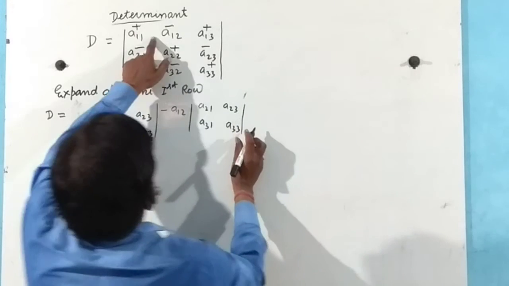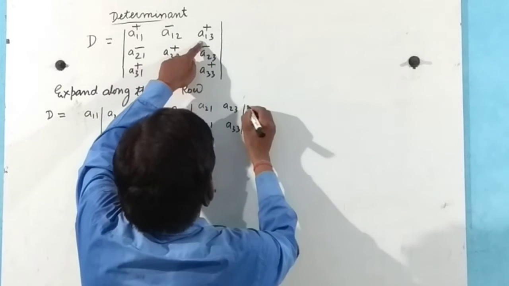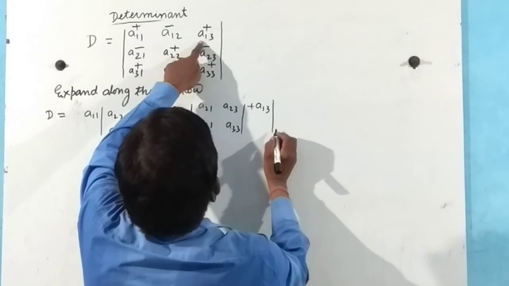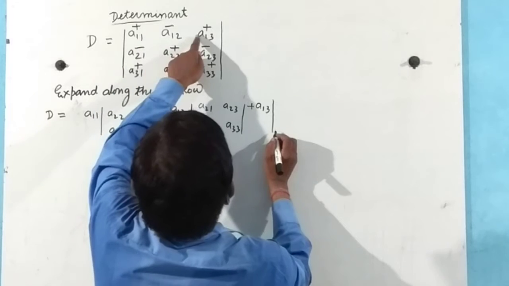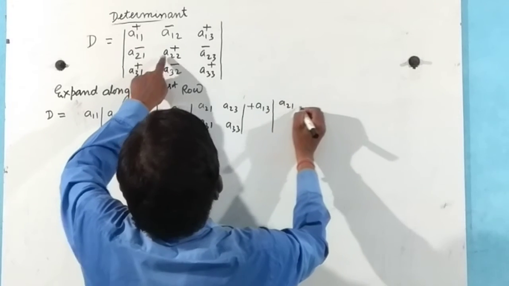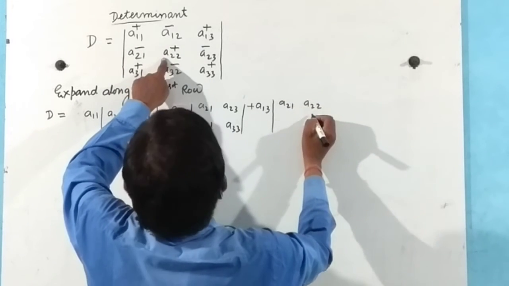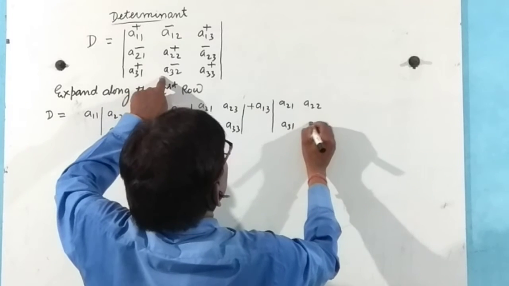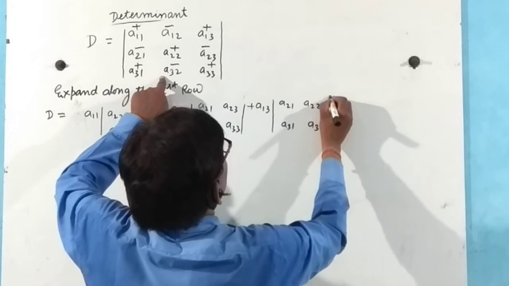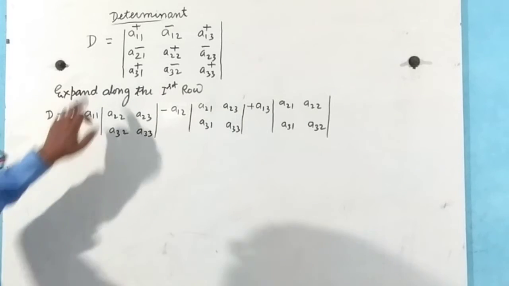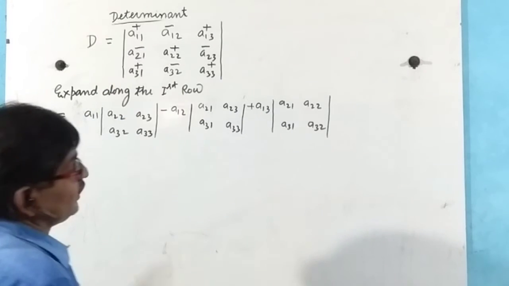Now plus minus plus here, A13, that is deleting this and this, only remains here A21, A22, A31 and A32. The value of this is also equal to this.